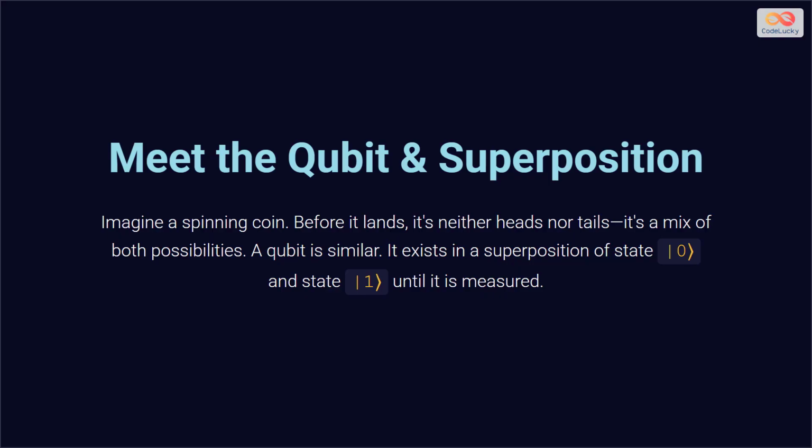To understand superposition, think of a coin spinning in the air. While it's spinning before it lands, is it heads or tails? You could say it's in a state of both possibilities. A qubit behaves in a similar way. It exists in a mixture of its two fundamental states, which we label as state 0 and state 1. Only when we perform a measurement does it choose a single classical state.